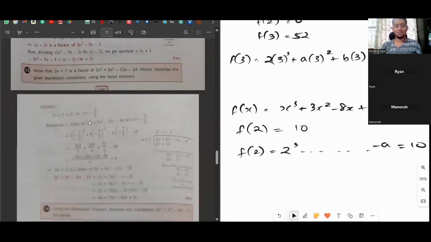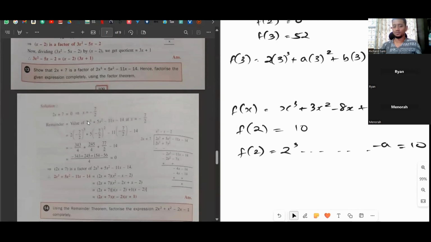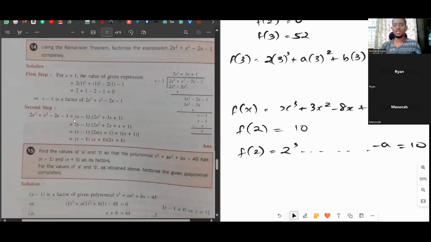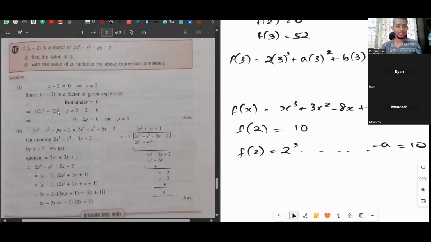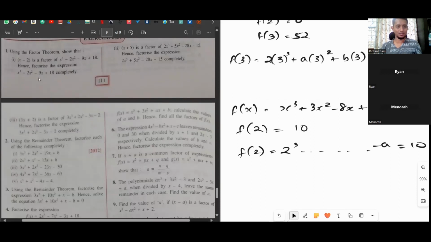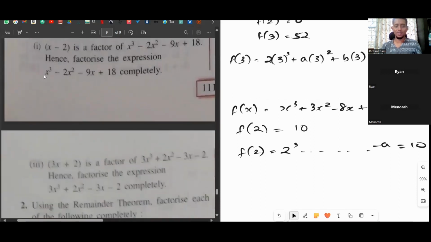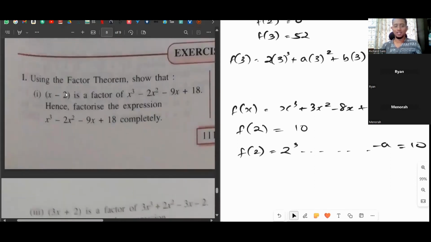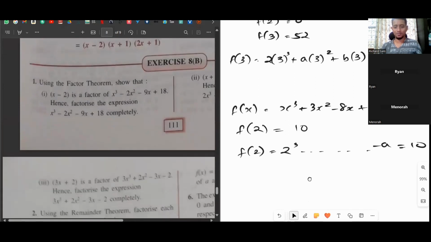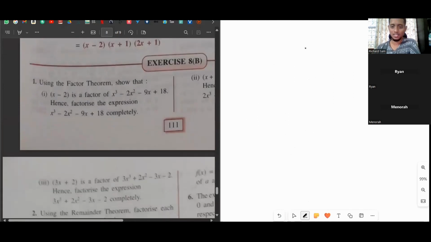Now, in the next exercise you are focusing on factor theorem. What is factor theorem? What does it help you to find? It helps you to find factors. So that's what we're going to do in the next exercise, finding factors. And it's a very long process. Anyway, let's do this.